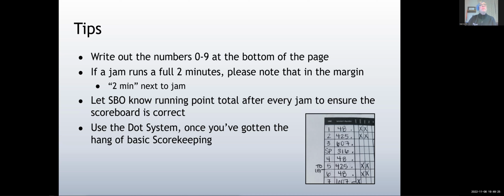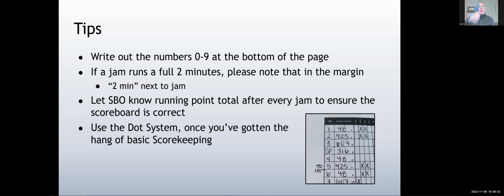If you have the 2 minutes there, it kind of shows, yes, they got lead, they lost it, 2 minute jam. You want to let the scoreboard operator know the running point total after every jam to ensure that the scoreboard is correct. Blue plus 4, blue plus 3, total is 7. Yes, confirmed. Add it to your sheet. They have the same information.